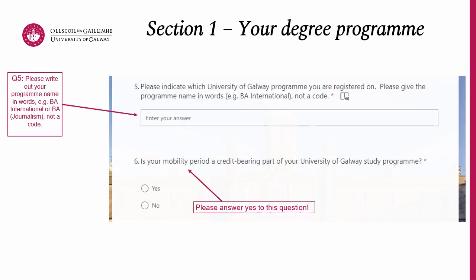In question 5, you'll be asked to indicate which University of Galway programme you're registered on. Please give the programme name in words rather than writing a code. And please be sure to answer yes to question 6 because your mobility period is a credit-bearing part of your University of Galway study programme.